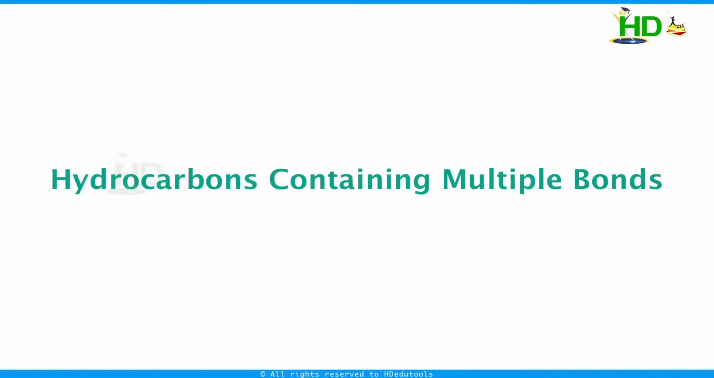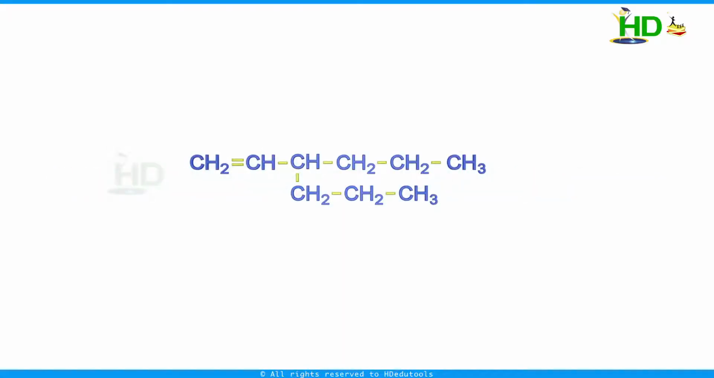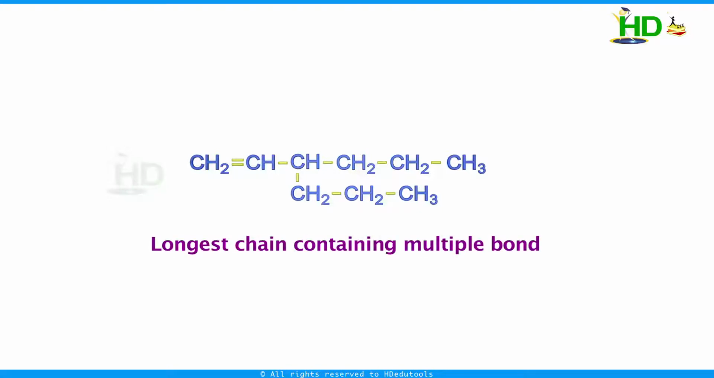And now we take hydrocarbons containing multiple bonds. Till now we have taken straight chain alkanes. Now we take compounds with multiple bonds. Now you take this compound. First we have to identify the longest chain containing the carbon atoms involved in the multiple bonds.